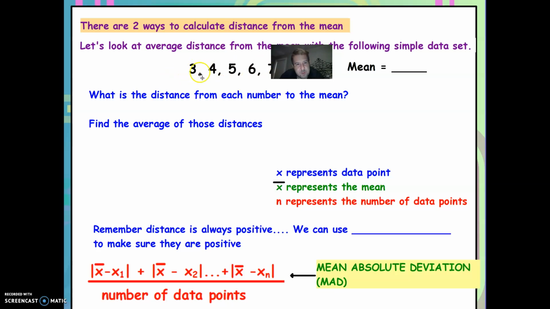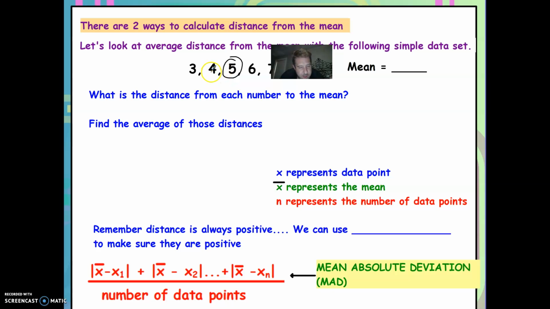So we have these numbers 3, 4, 5, 6, 7. It's done very easily because 5 we know is in the middle. We know that's the mean because it's literally in the middle of these numbers that are all 1 apart from each other. So when you're doing mean absolute deviation, you would take the average, which is 5, and you would subtract the first number. 5 minus 3 is 2. The absolute value of 2 is 2.